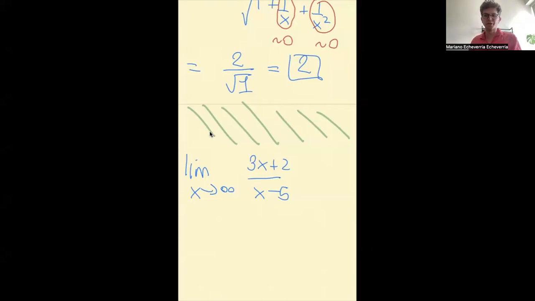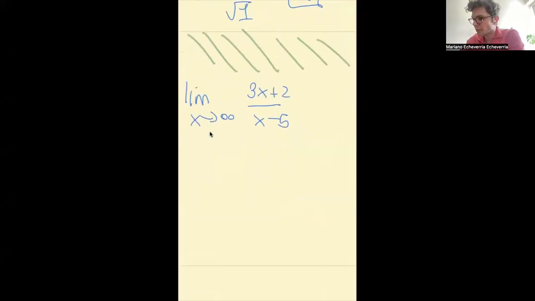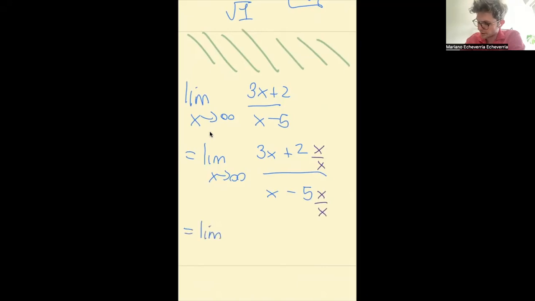Should just be 3. Good. Again, you should apply the same principle. We want to factorize an x on each one because x is the highest power. So it's, in fact, a little bit easier than the previous one. You put x over x here, and then x minus 5, x over x here. And this is the limit as x goes to infinity.